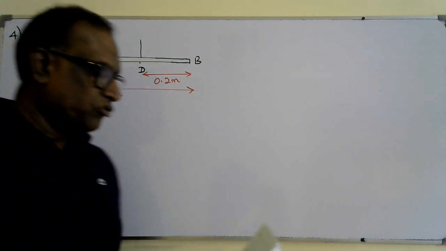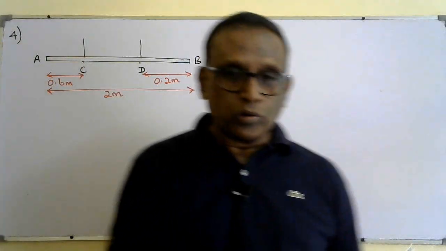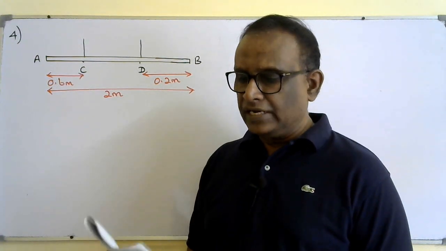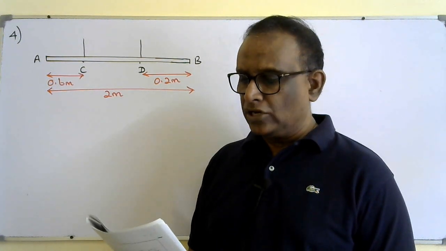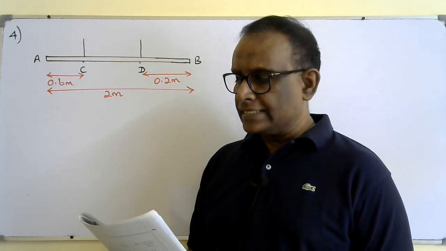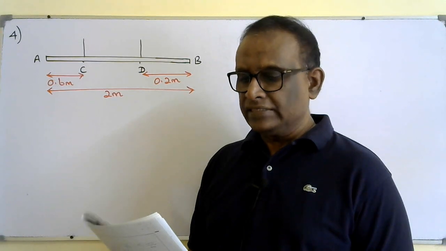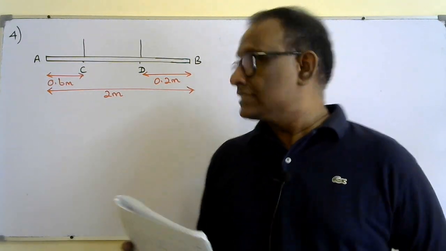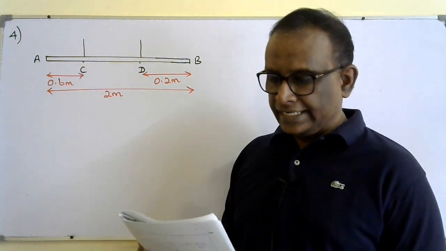Okay, question number 4, based on moments and the condition for equilibrium. The diagram is given. Figure 1 shows a beam AB of mass m kilograms, length 2 meters, suspended by 2 light vertical ropes. The ropes are attached to the points C and D. So at C and D, the ropes are attached.